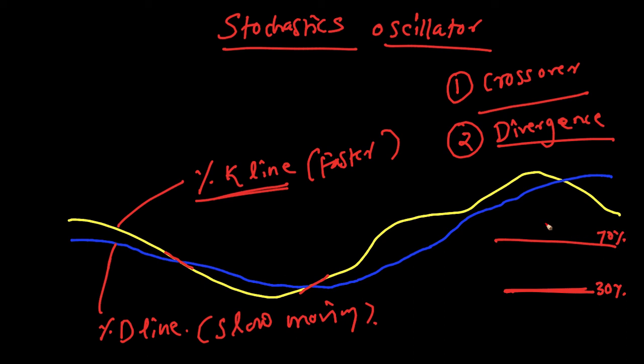Above 70%, it is called overbought. When the oscillator is below 30%, it is oversold. Now we have to have these situations, right?